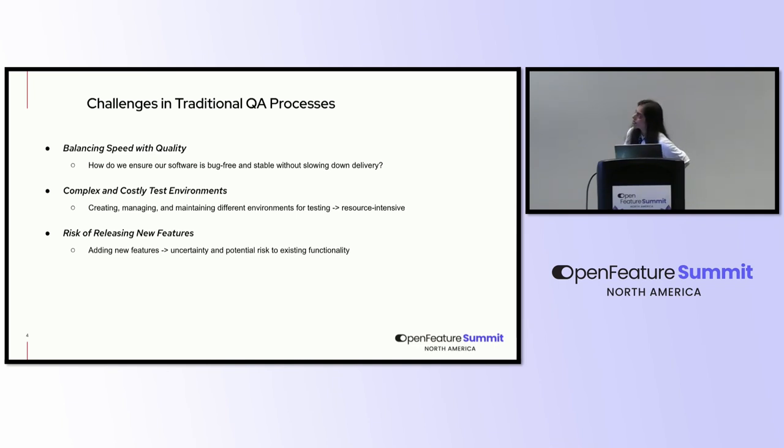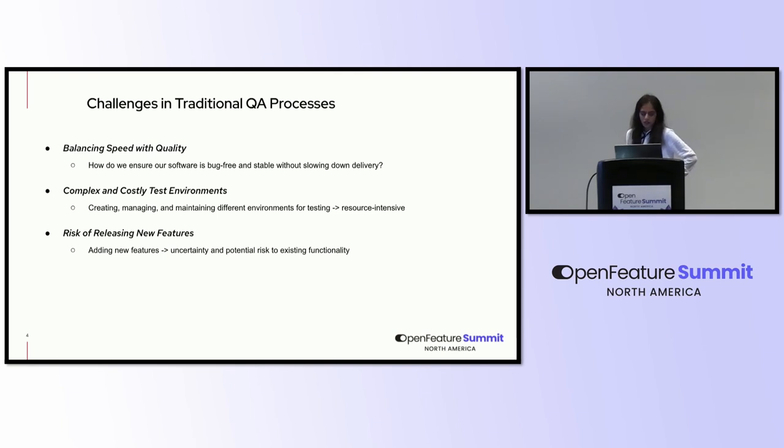The second challenge is complex and costly test environments. QA processes have grown more complex as software becomes more interconnected and environment specific, right? So creating, managing, and maintaining them can be difficult, and also resource intensive, both in terms of time and cost. So it's not uncommon for teams to encounter bugs only in certain environments, or to miss issues because they couldn't replicate all production conditions, right?